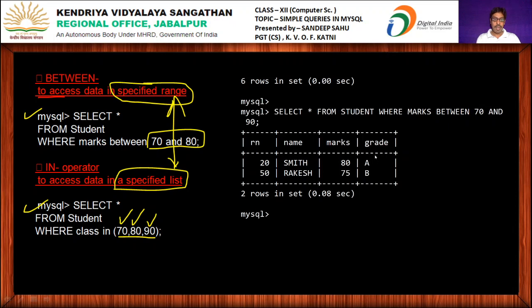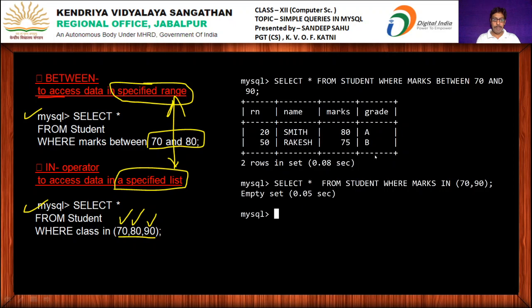Now if I write select asterisk from student where marks, in place of between I am using in 70, 90, let's see what is happening. Empty set. Why is an empty set coming? Because there was no record with marks 70 or 90. So there is a big difference between between and in. Okay.